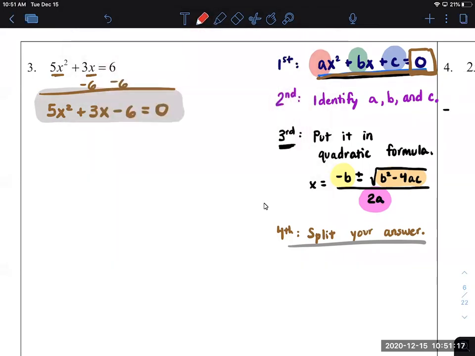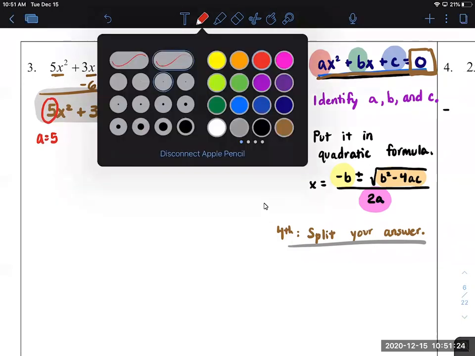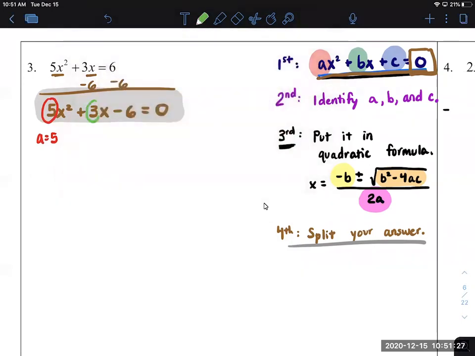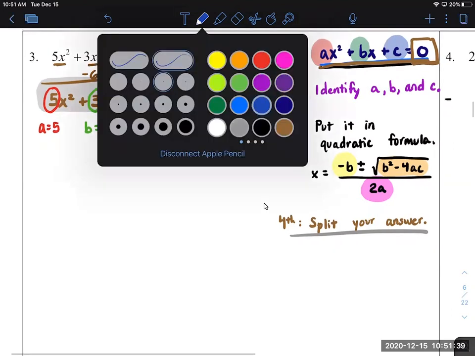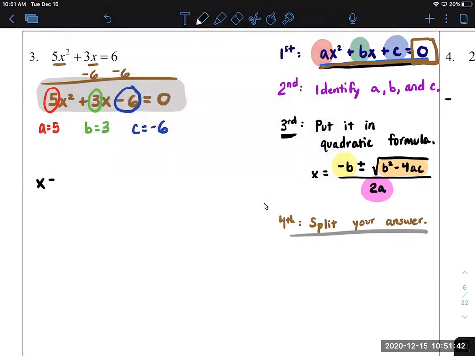So once again, identify A, B, and C. A, the number before x squared is 5. B, the number before x, which is 3. And C, the number without any x's, is negative 6. So we have our quadratic formula. Plug in the A's, the B's, and the C's.